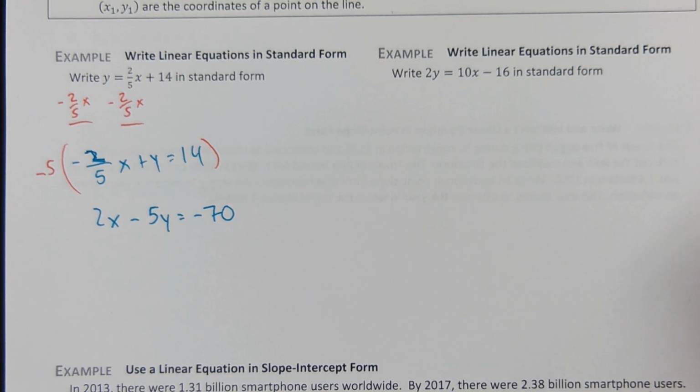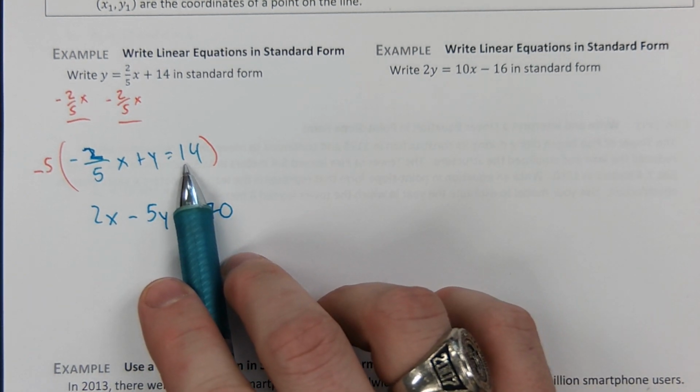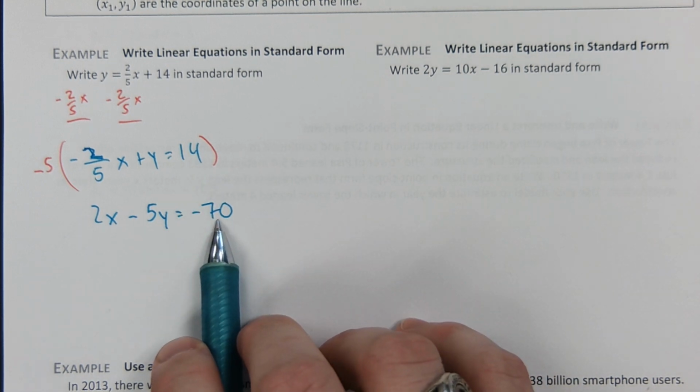And for those of you that would have reached for a calculator to multiply the 5 and the 14, don't do that. You all know what 5 times 10 is. 5 times 10 is 50. And you all know that 5 times 4 is 20. Well, 50 and 20 make 70. You don't need a calculator.